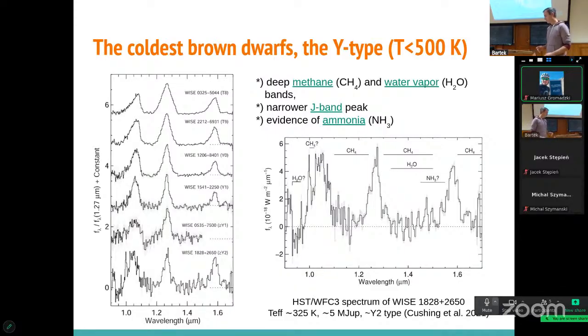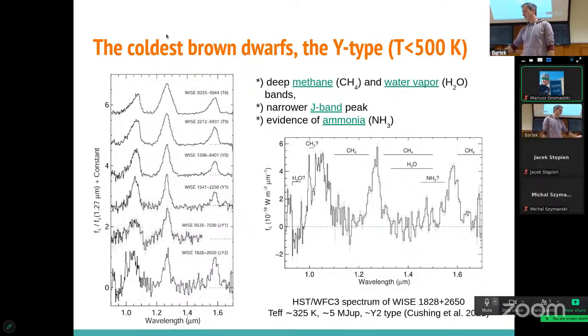Today I will be focusing mostly on the coldest examples, the Y-type brown dwarfs with temperatures below 500 Kelvin. Here is the sequence we have as of today, on the left side, a spectral sequence from late Ts to early Y types, or Y1 up to Y2. You can see that the spectra are quite simple.